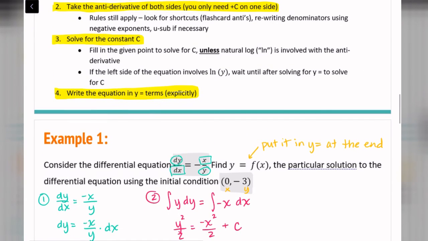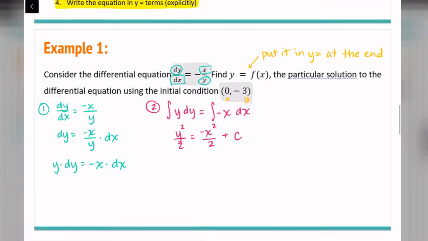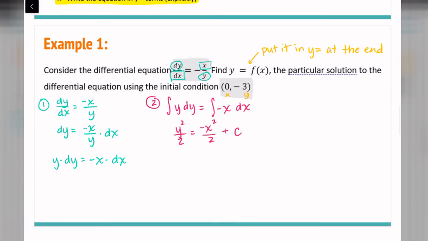Okay, so now the next thing I'm going to do, before I go any further, is just try and simplify this a tiny bit. I don't like those 2's in the denominator, so I'm going to multiply everything by 2. And that's going to give me y squared is negative x squared.